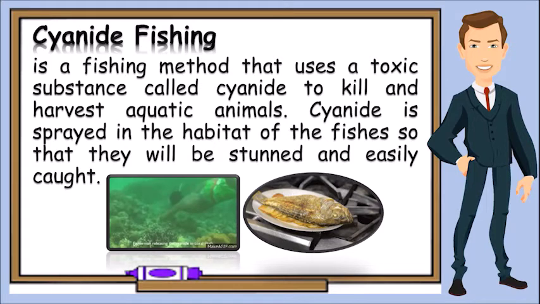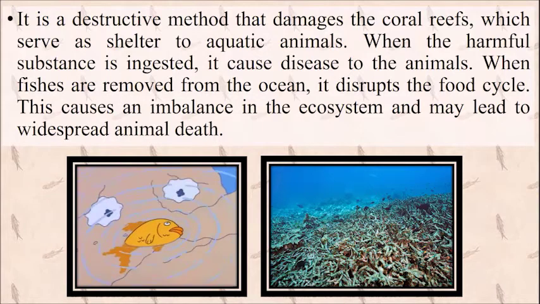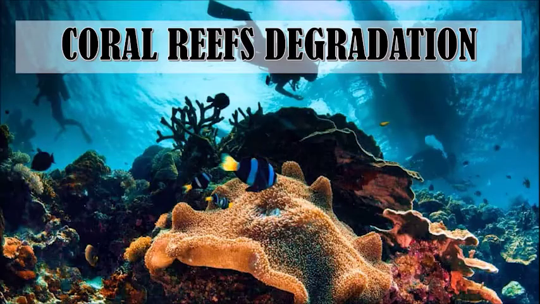It is a destructive method that damages the coral reefs, which serve as shelter to aquatic animals. When the harmful substance is ingested, it causes disease to the animals. When fishes are removed from the ocean, it disrupts the food cycle. This causes an imbalance in the ecosystem and may lead to widespread animal death. Let us now proceed to coral reefs degradation.